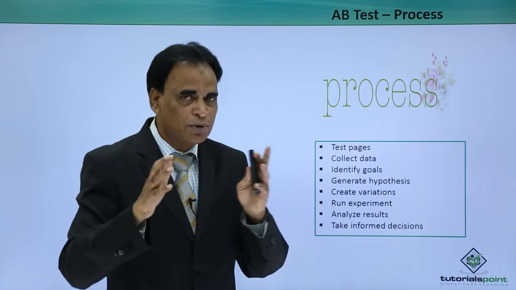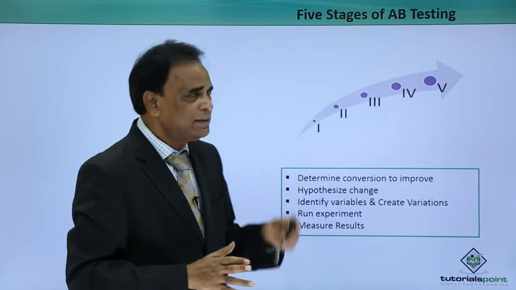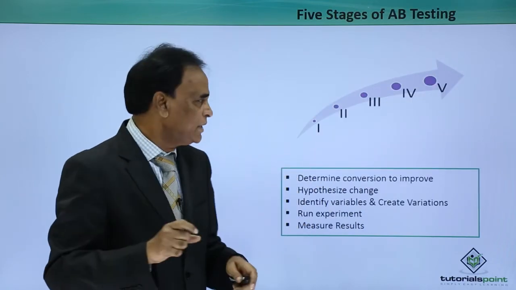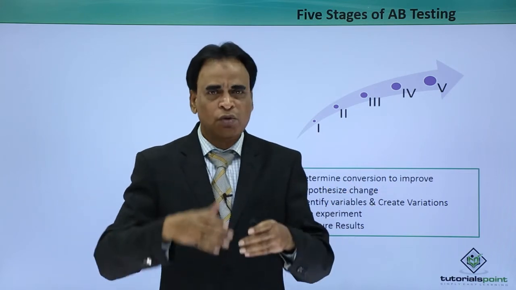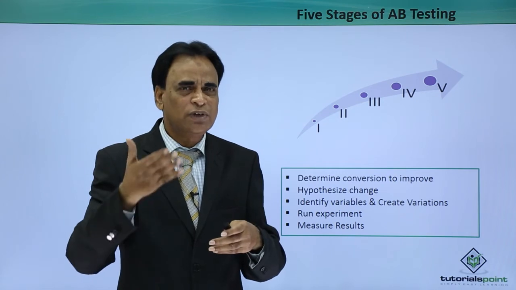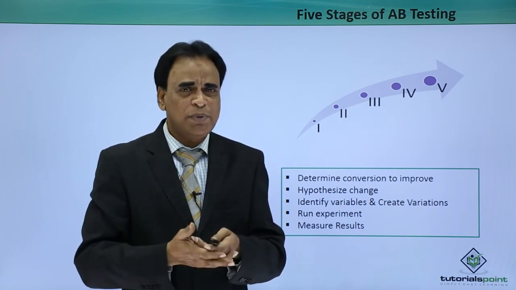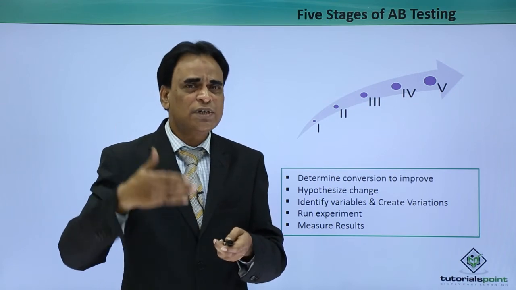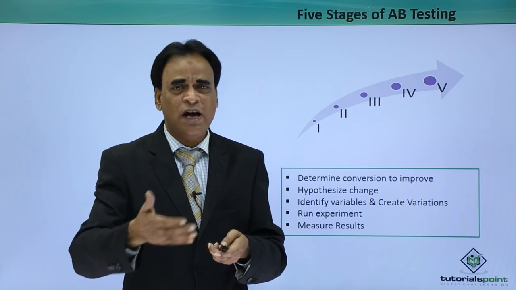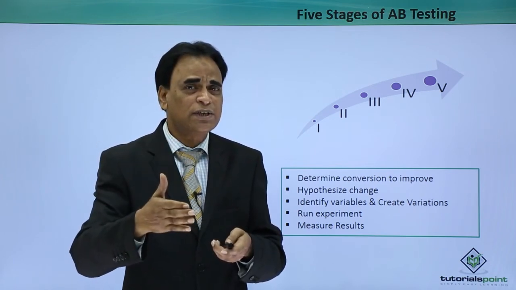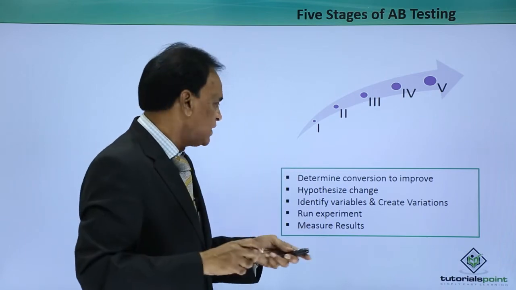This is the process of how you go about building an A/B test. And there are 5 stages to building an A/B test. Now what are those 5 stages? Determine conversions to improve. What are the conversions or areas that you want to improve? For example, if you have 1,000 people visiting your landing page, what is the conversion rate? If you are getting 100 leads out of it, or 100 registrations, or 100 sales, ensure that you keep on improving your conversion rate.